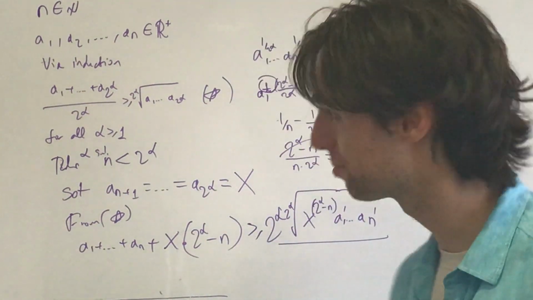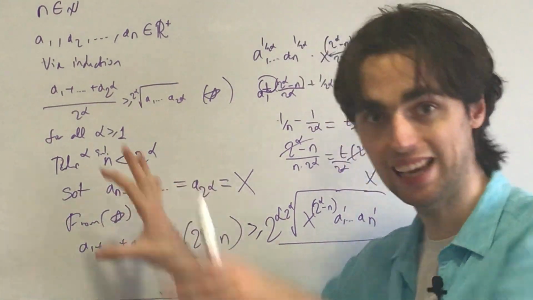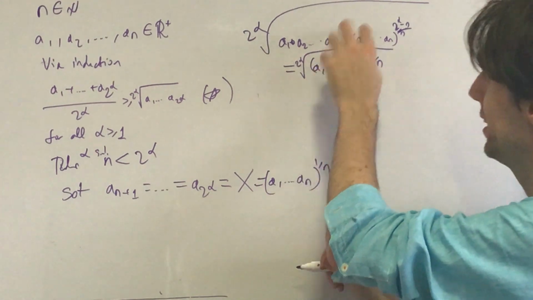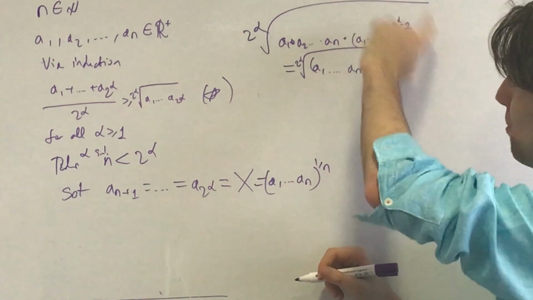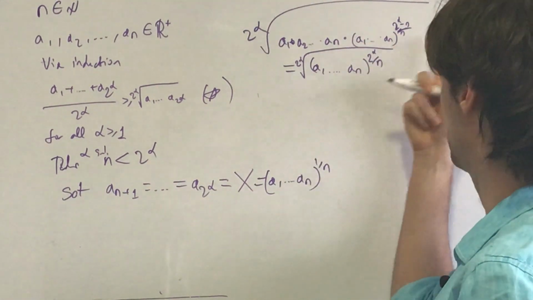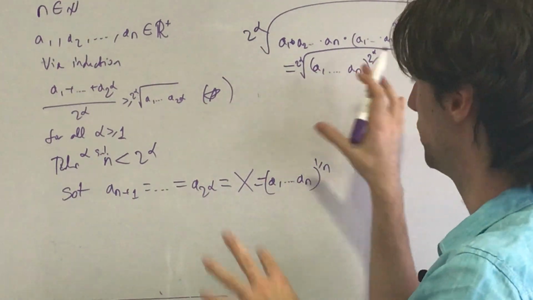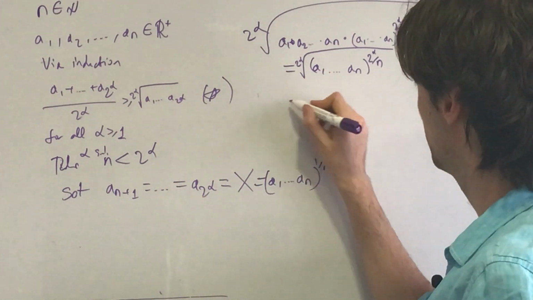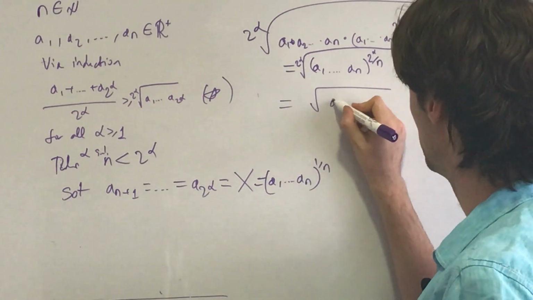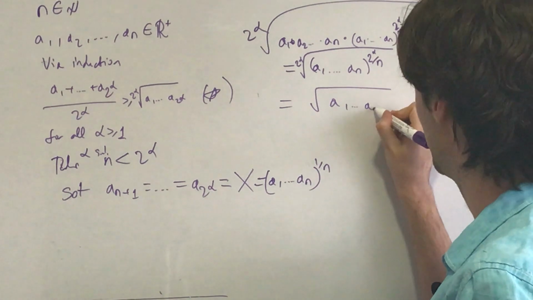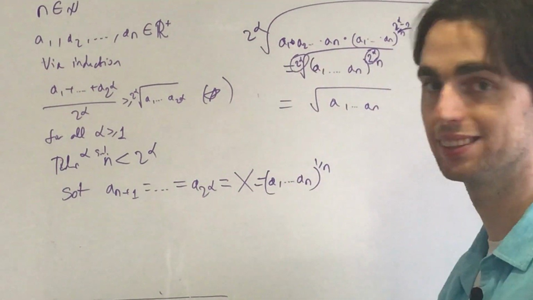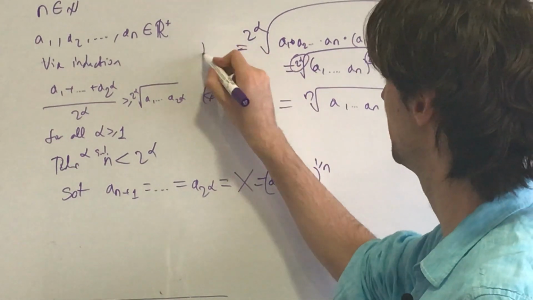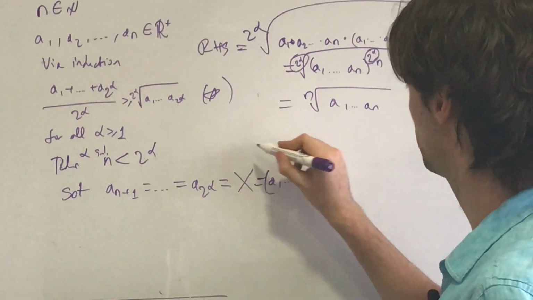And what happens when you plug this in and do the math is that a1 times a2 times an times this to the power of 1 over n, times, how many times do we have it? 2 to the alpha minus n. We get that the right-hand side of the inequality turns into a1 times an. The 2 to the alpha and this cancel out, and we're left with 1 over n. So that goes in here. So this is what the right-hand side is equal to.